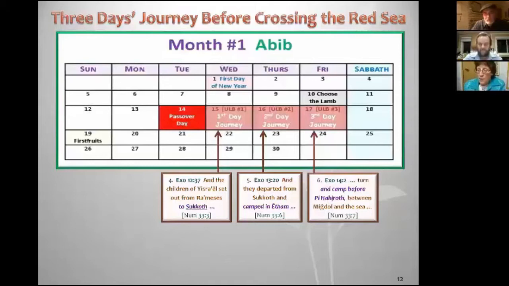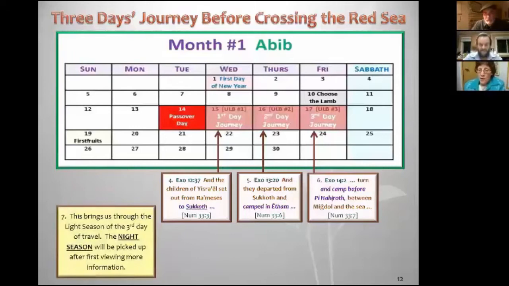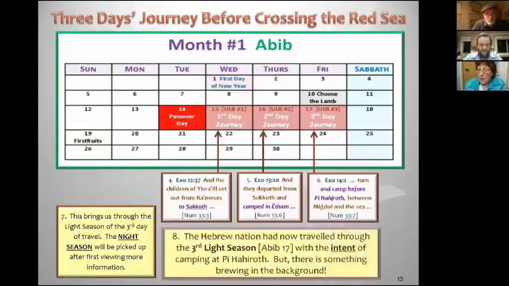I think we need to do a little bit more study in this area, but for right now, this will be fine for you. So this is now going to bring us all the way through the light season of Friday, and we're right up to the night where the night is going to begin on the preparation night, and that's going to be picked up a little bit more with more information later. But I would like you to notice that the Hebrew nation has now traveled through the third light season on Abib 17 with the intent that they're going to camp here at Pi Hahiroth. But there is something brewing in the background that the scriptures tell us about.